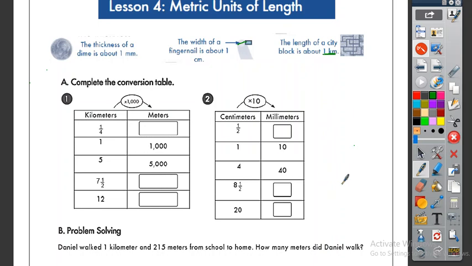And the length from the ground to the doorknob, this is the door, and this is the knob of the door where you open the door from. The distance from the ground here to the doorknob is about 1 meter. Okay, now complete the conversion table here.